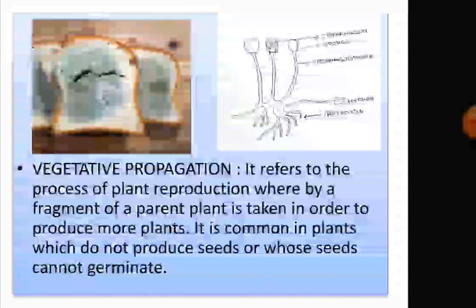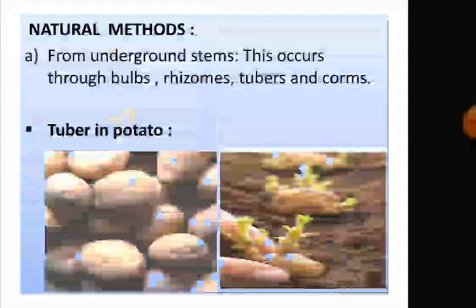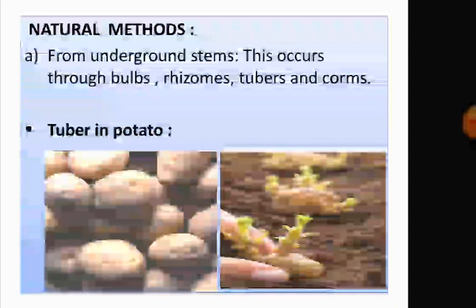Vegetative propagation refers to the process of plant reproduction whereby a fragment of a parent plant is taken in order to produce more plants. It is common in plants which do not produce seeds or whose seeds cannot germinate. It is also a form of asexual reproduction because there is no involvement of reproductive structures. Now, there are two methods by which vegetative propagation takes place. One is the natural method and the other is the artificial method.